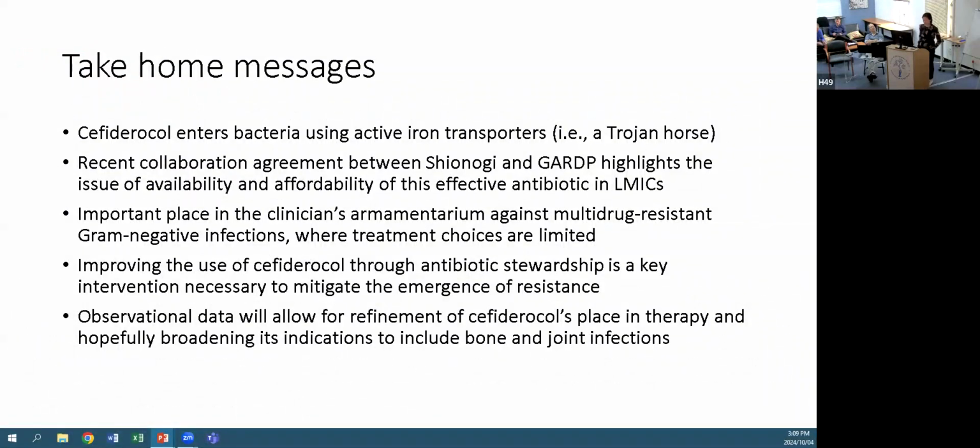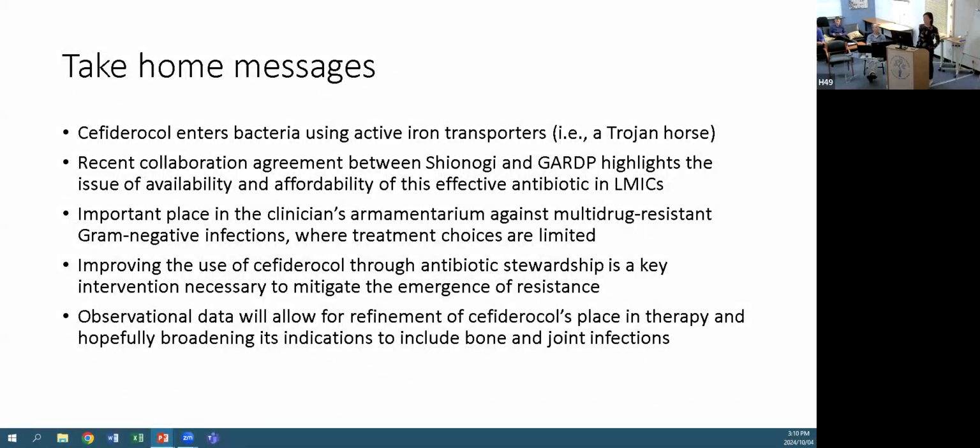Here are a few take-home messages. Cefiderocol acts like the Trojan horse, and it enters bacterial cells through iron channels. It comes with high costs, and access to this drug in low and middle-income countries is currently very limited. However, the recent collaboration agreement between Shionogi and GARD-P highlights the issue of ensuring access and affordability globally to bring this life-saving drug to resource-limited settings.